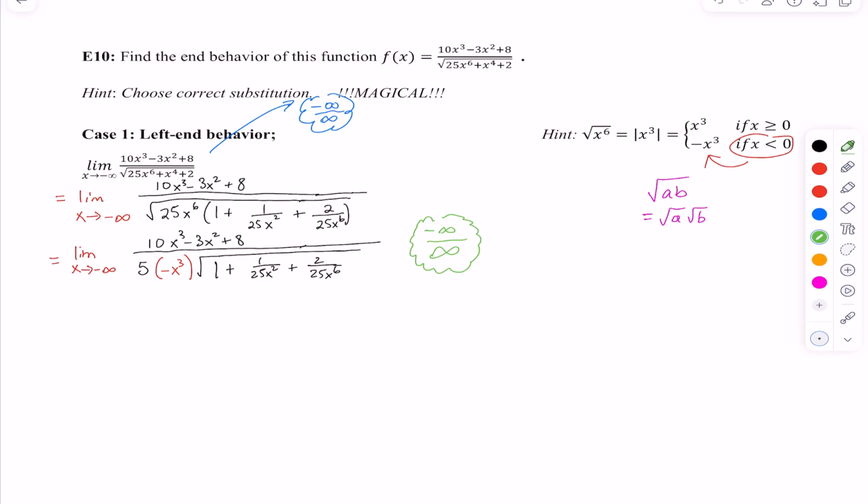Now that's still indeterminate. What we're going to do is do a little bit more algebra to make this magically appealing. We're going to do that. I'm going to multiply by another name of 1 and see what happens.